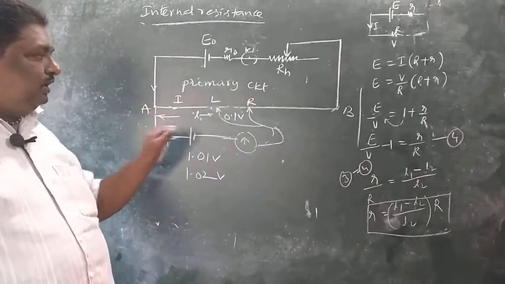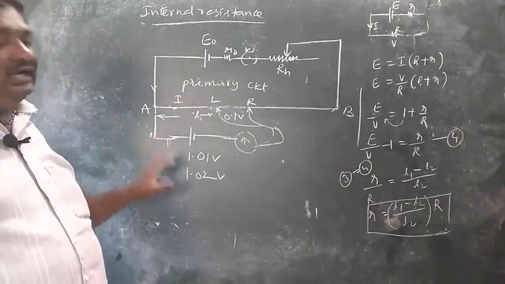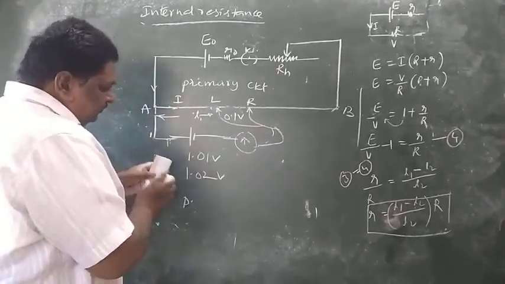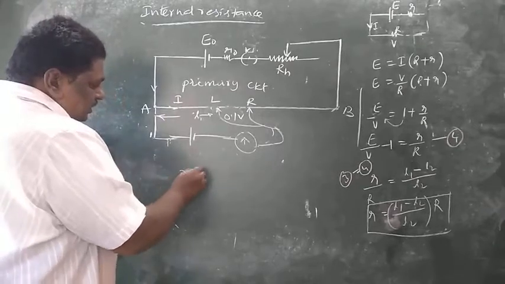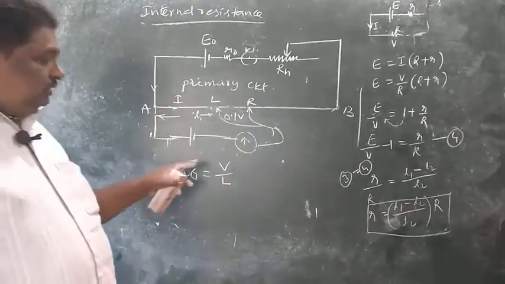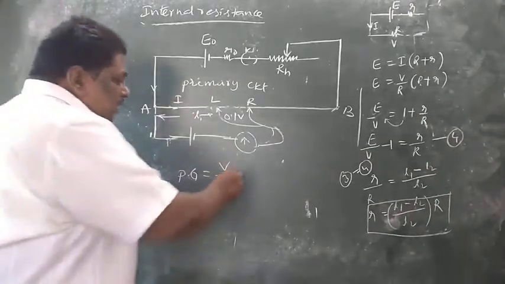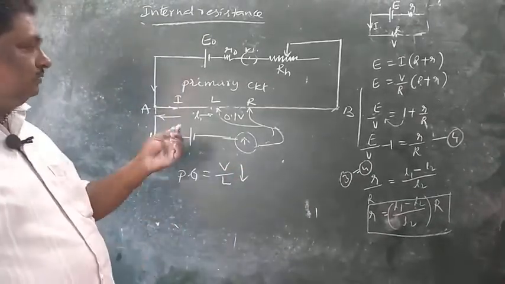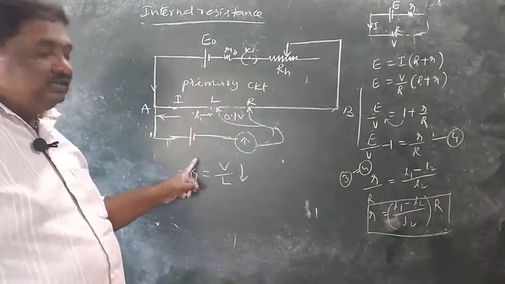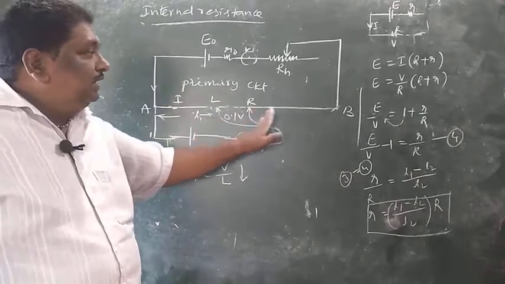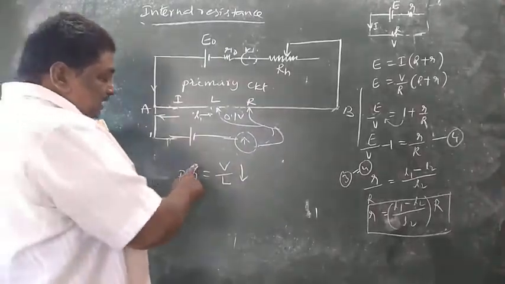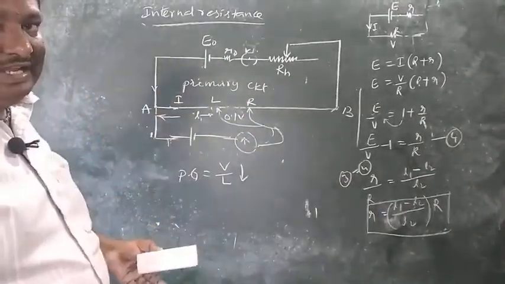That's why potential gradient, that is loss of potential per unit length. So potential gradient is equal to loss of voltage per unit length. So this voltage loss must be very small. Then what happens? Per unit length there is less voltage loss. So if a small difference of voltage comes, it is shown on a greater length, easy to identify. For this purpose, what to do? Less potential gradient, more sensitivity.